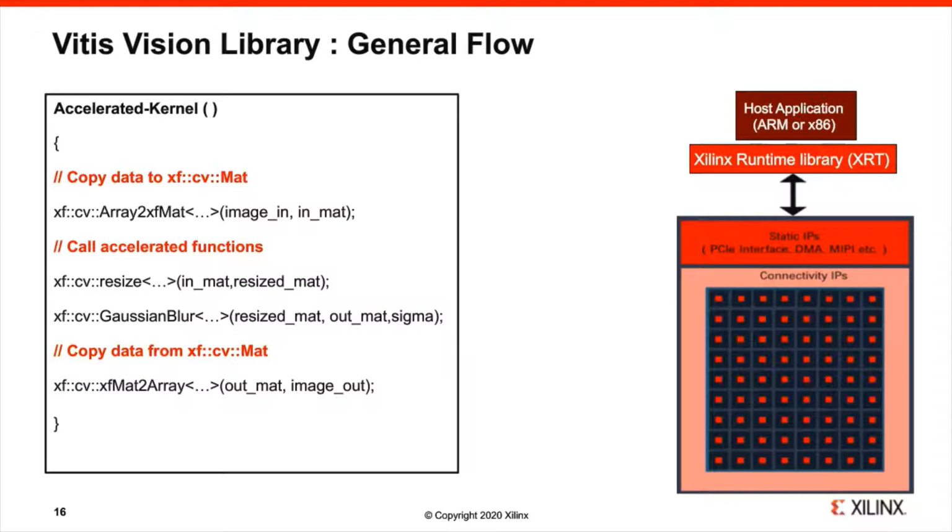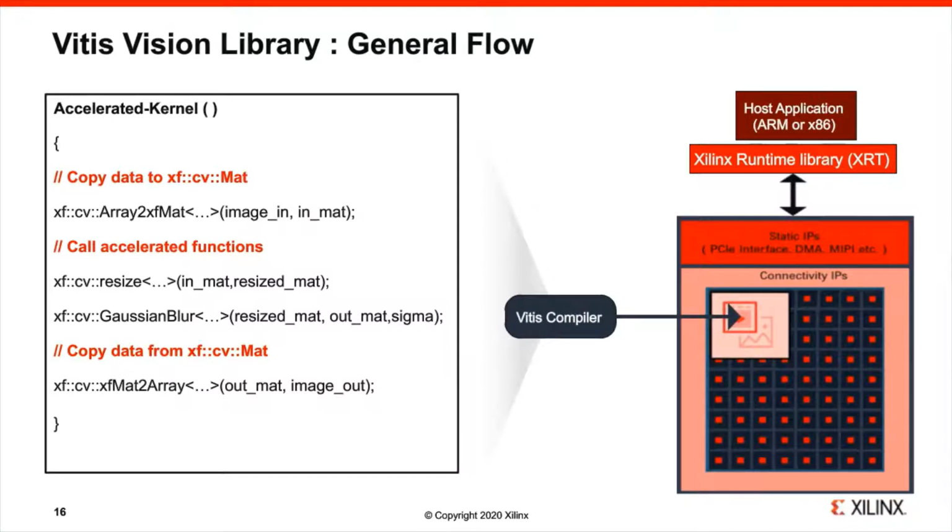Finally, you would copy the image back into the XFCV mat object to be transferred back to the host. Now, this accelerated kernel is then compiled by the Vitis compiler and deployed on the FPGA fabric. You then call this kernel from the host application via the Xilinx runtime library APIs. As we discussed before, there are several examples of exercising this flow for the level 2 kernels in the library using makefiles. Please do check out the GitHub.